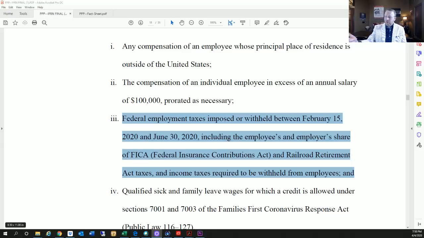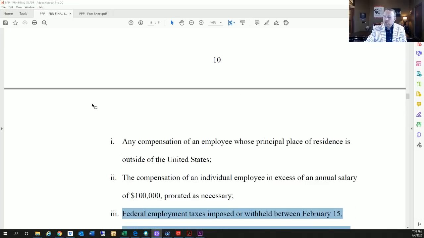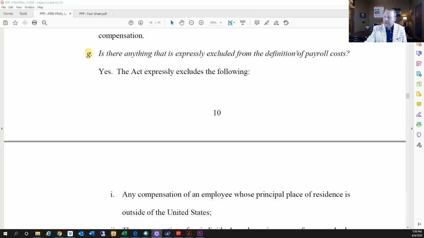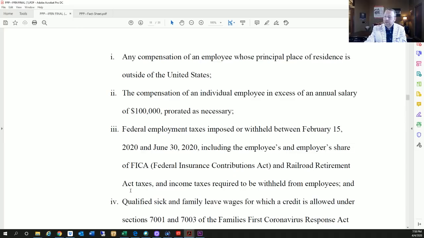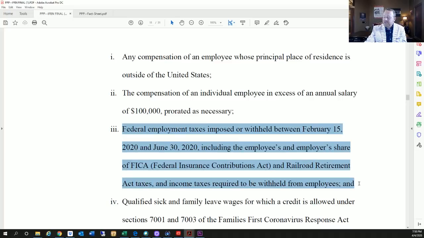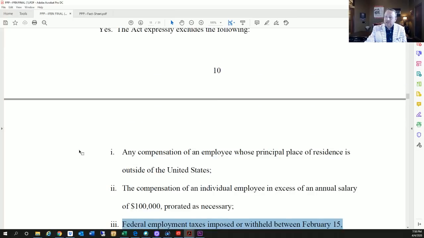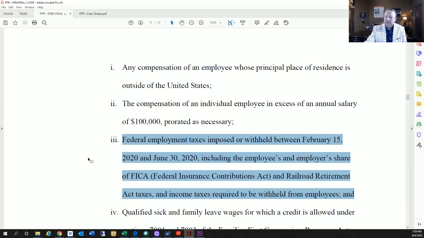It would be a very clear statement to me if it said, hey, here's what's not payroll costs. These taxes that you didn't pay in. The way that it's written here is it's saying, hey, any of these taxes, they don't count. Well, the way it's written, yeah, okay, so these taxes don't count.